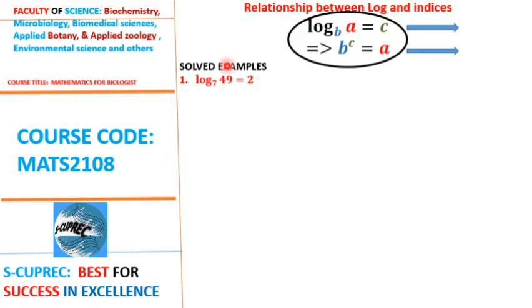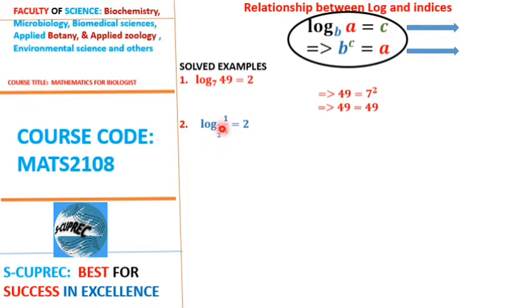Let's look at some examples to better understand these principles. Let's simplify the log of 49 base 7 equals 2. Observe that if we apply the law above, 49 equals 7 squared, and it is true, 49 equals 49. That's just to help you understand the application of the law above.